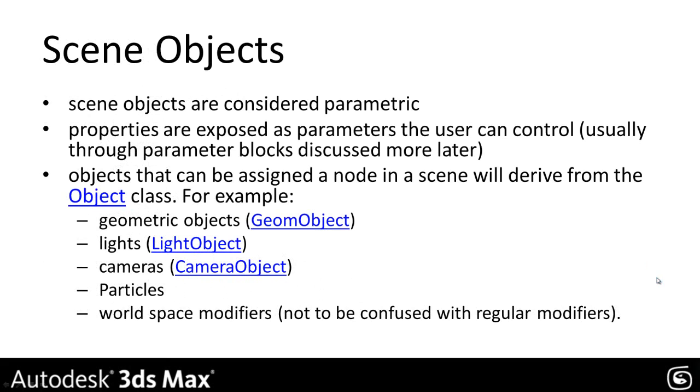So scene objects are considered parametric. The properties are often exposed as parameters that the user can control. So this is usually through the parameter block system, which we'll talk about more later.